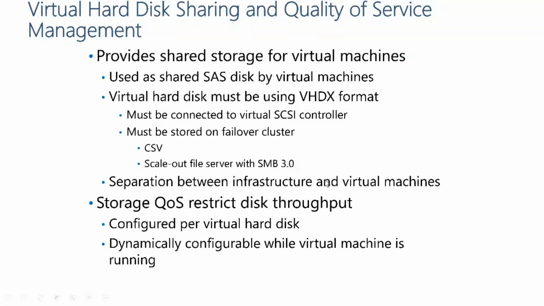So this is a separation between the infrastructure and the virtual machines. There's also what's called storage quality of service. You've probably heard of the same term, quality of service. But basically, that's prioritization. Prioritization on your switches, right? Prioritizing some traffic over others. So if we're talking about storage quality of service, it basically restricts disk throughput. It's configured per virtual hard disk, and then obviously some are prioritized over others. It's dynamically configurable while the virtual machine is running.